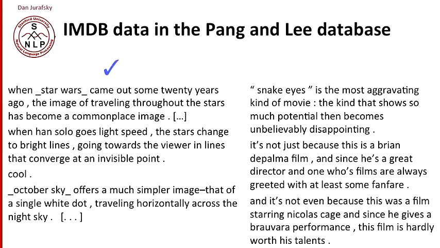Hopefully, you decided that the first one is positive and the second one is negative. And the way you would decide that is words like aggravating and unbelievably disappointing for negative and cool for positive. So these are the words that are going to help us in the classification task.